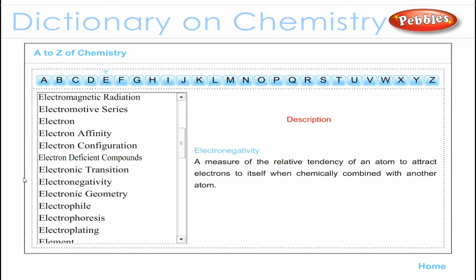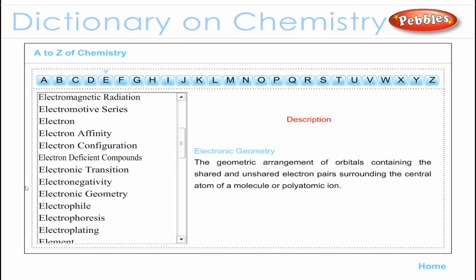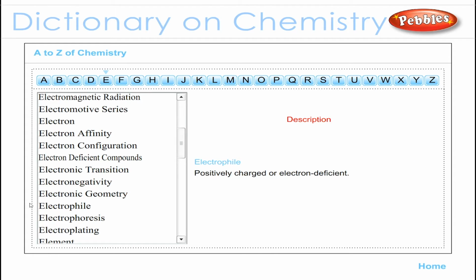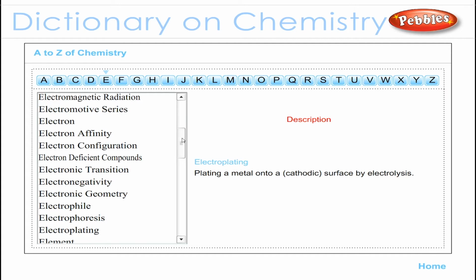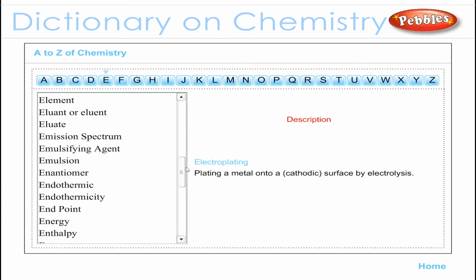Electronegativity: a measure of the relative tendency of an atom to attract electrons to itself when chemically combined with another atom. Electronic geometry: the geometric arrangement of orbitals containing the shared and unshared electron pairs surrounding the central atom of a molecule or a polyatomic ion. Electrophile: positively charged or electron deficient. Electrophoresis: a technique for separation of ions by rate and direction of migration in an electric field. Electroplating: plating a metal onto a cathodic surface by electrolysis.